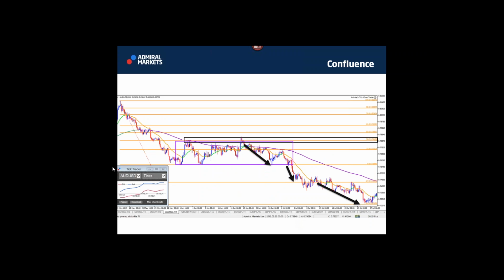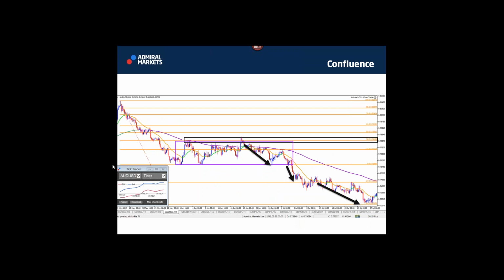And most of all, of course, is using it for confluence. If we combine multiple tools and just see where the areas are that have the most confluence, where we have fibs and trend lines coming together and maybe support or resistance from higher time frames, the more evidence we have, in a way, the better.